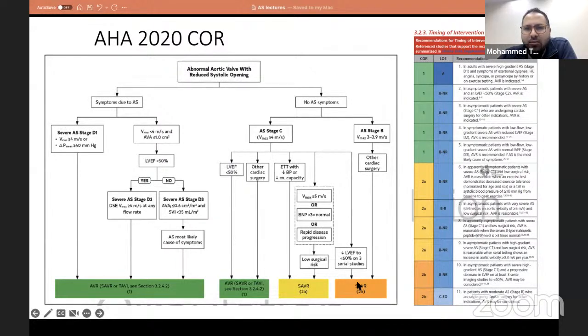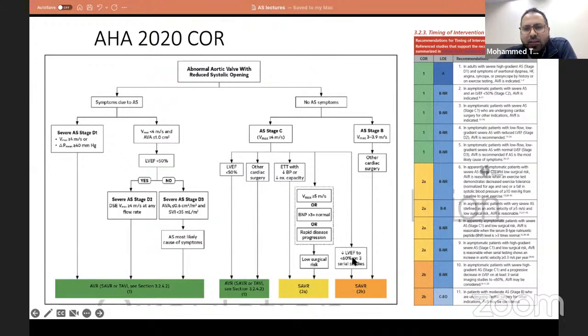Going to class 2B, which is a little bit different, if you have a moderate aortic stenosis, so your peak velocity still did not reach 4 and your gradient did not reach 40, and you're going for a concomitant, let's say, CABG, for example, they downgraded operating on that aortic valve to class 2B. It used to be a class 2A recommendation. Now it's class 2B. And this is just to support or be in favor of doing TAVIs for those patients down the road. So this is very important.